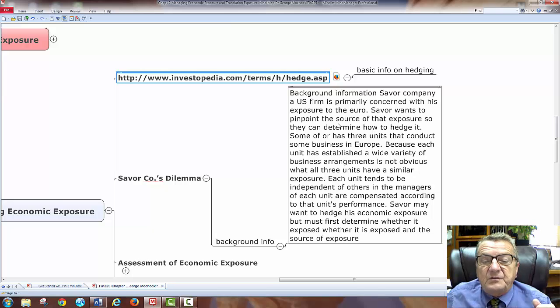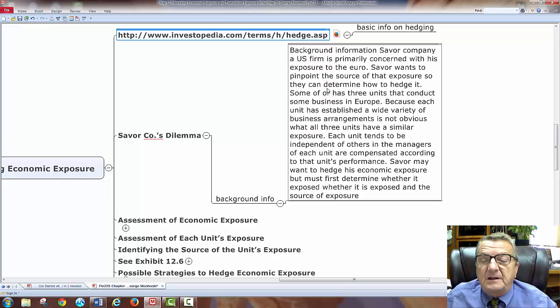Okay, Savers wants to pinpoint the source of that exposure so that they can determine how to hedge it. Remember, hedging is just putting some money aside in case something goes wrong. I've got to pay something. It's my premium, my insurance. But how much is my premium? How much is my loss if it happens? Savers has 3 units that conduct some business, so they have 3 separate units in Europe, in different parts of the region.